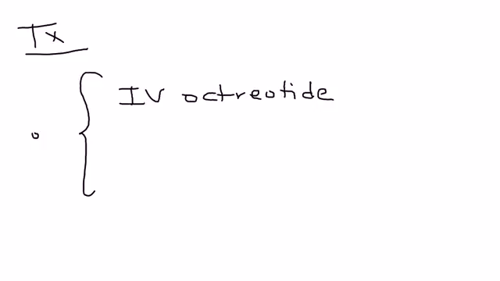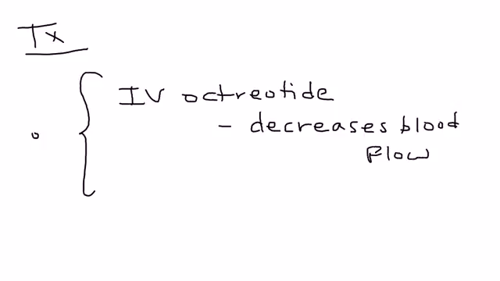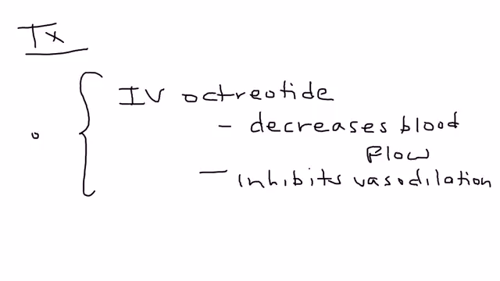Now, how do you treat it? Well, there's two things that are done. The first is a medication that's given IV. It's known as octreotide. And what octreotide does is it decreases the blood flow. And in addition, it inhibits the vasodilation. So these are contributory factors. Vasodilation is, of course, a contributory factor to the fact that there was bleeding in the first place. So that's a very important medication given IV.